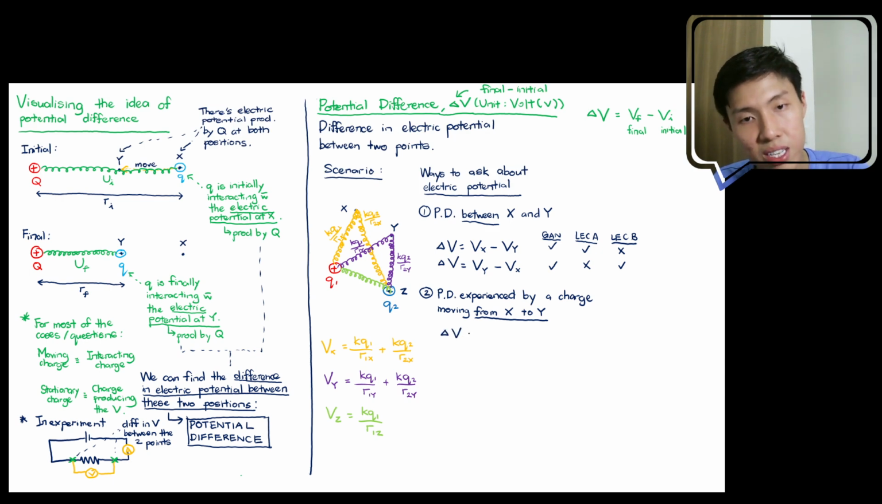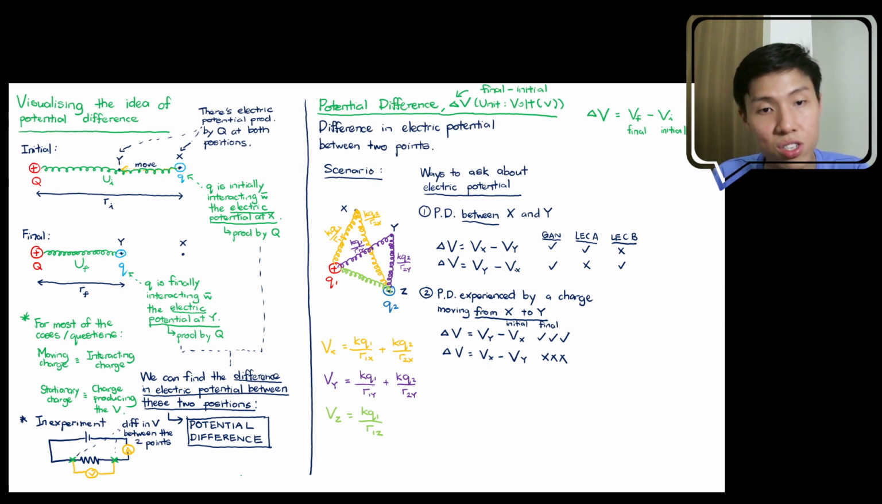So in this case, I think it's universal that you should take the final, which is Y, minus the initial, which is X. If you take the other way around, which is Vx minus Vy, that will be very much incorrect. This will be correct. Because it's very clear that this one is the initial, this one is the final. So final minus initial, so Vy minus Vx.